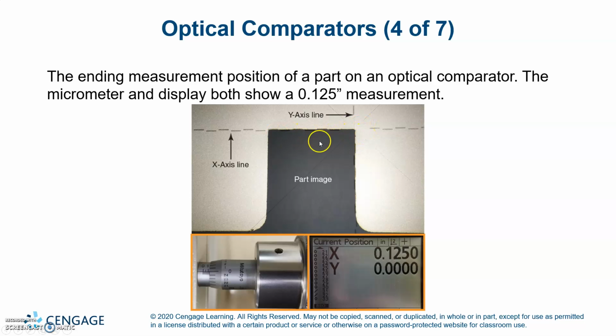As you can see here, you moved 0.125 from here to here. The ending measurement position of the part on an optical comparator: the micrometer and display both show a 0.125 measurement.